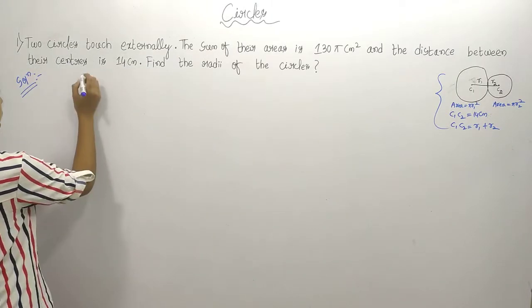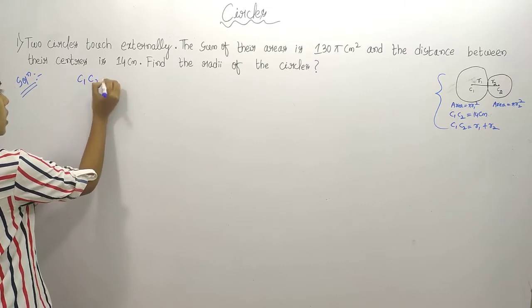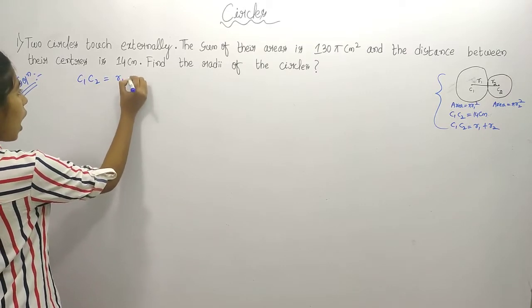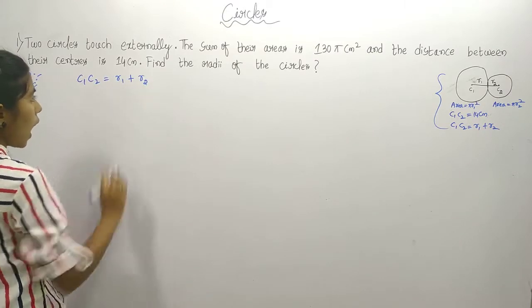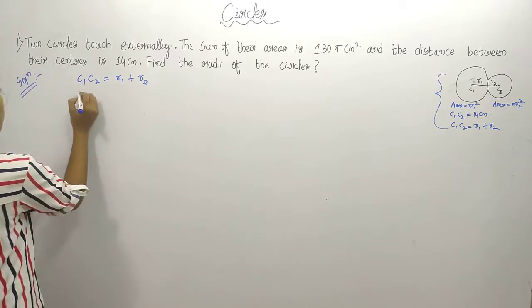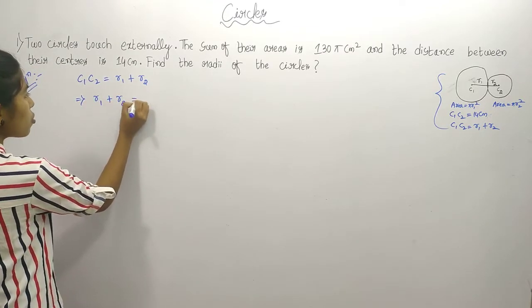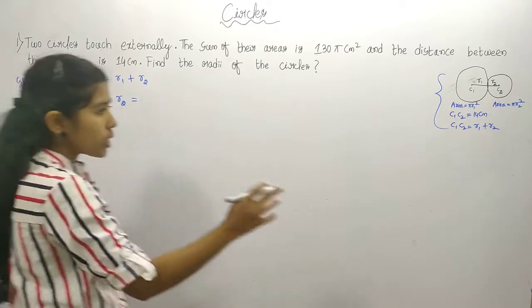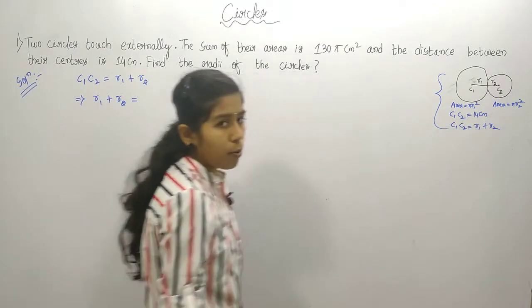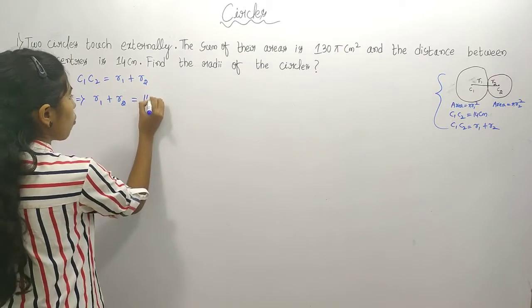And the distance between their centers is 14 cm. So here C1C2 equals R1 plus R2. That implies R1 plus R2 equals C1C2. How much is C1C2 given in the question? 14 cm. So here, 14.